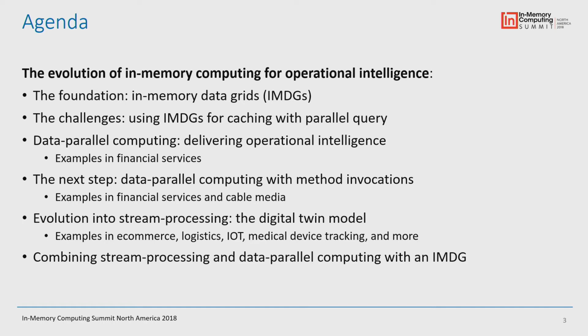In-memory data grids scale out across a cluster of commodity servers. There's inherent network overhead for query. We'll talk about that in a minute. And so you're not going to see a 2 microsecond query time.